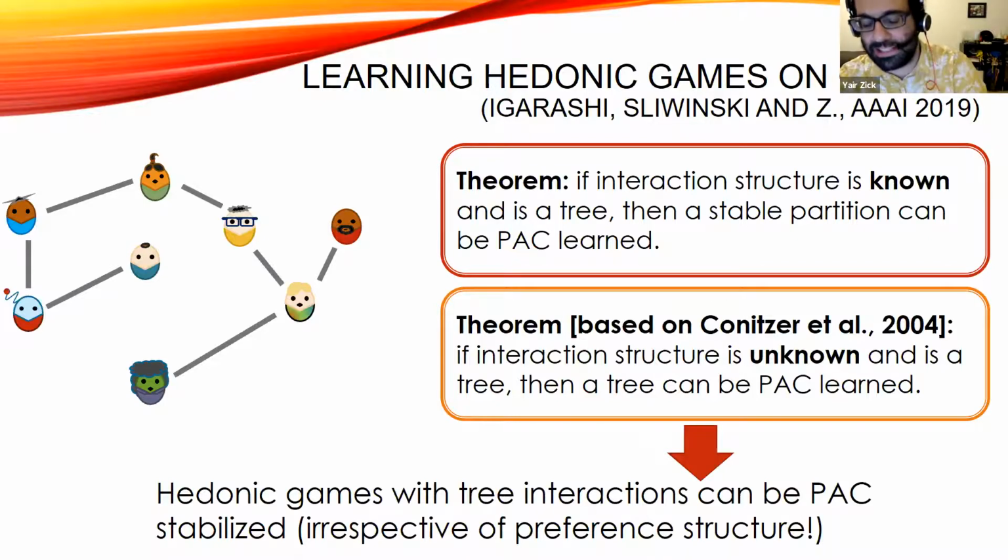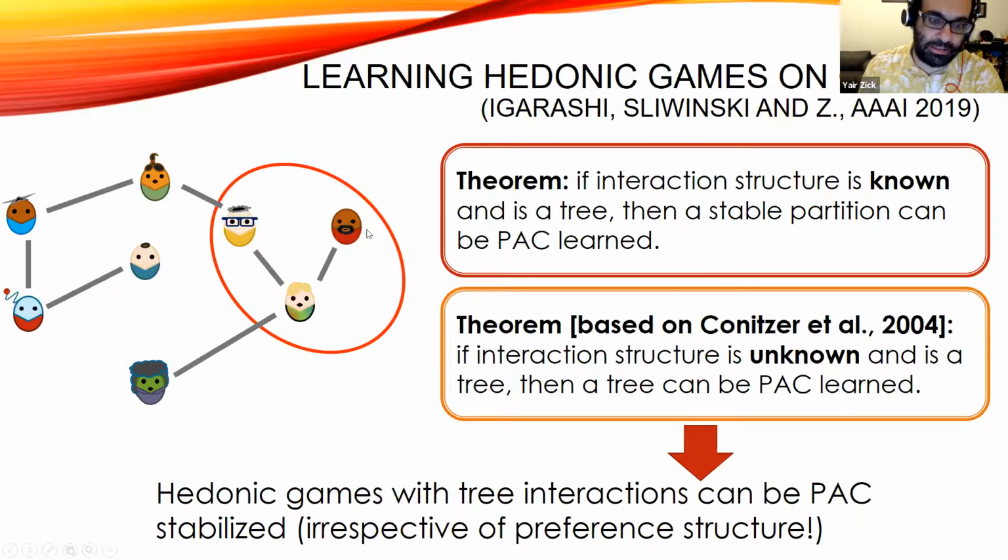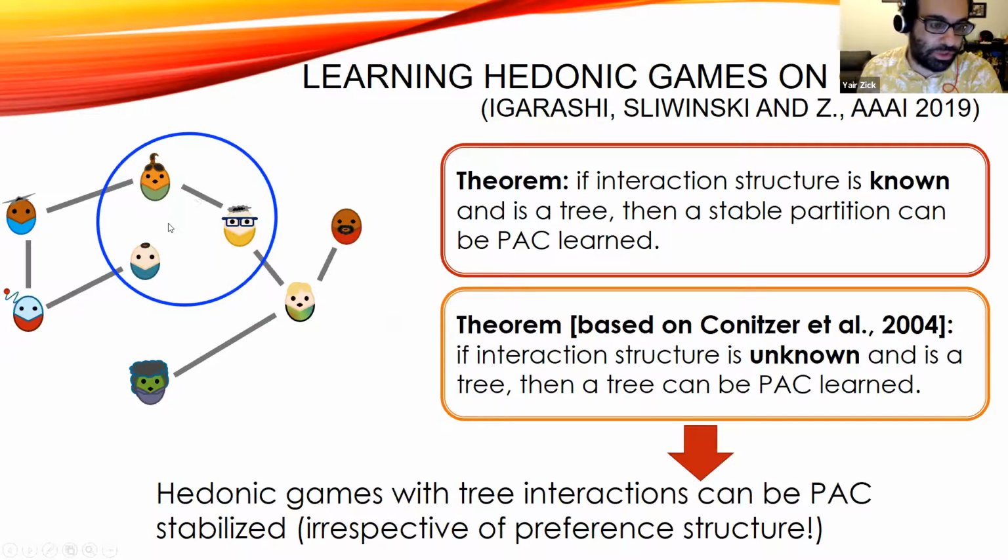Okay, I'm going to slightly skip over that part, but basically the idea is that if we assume a certain structure where coalitions that are connected in this social network are allowed, but coalitions that are not connected in this social network are not allowed, then we can actually exploit this structure to get some polytime PAC learnability results. Even so, we can characterize the class of social networks for which this works. That basically is trees.